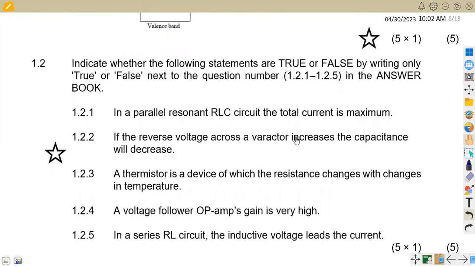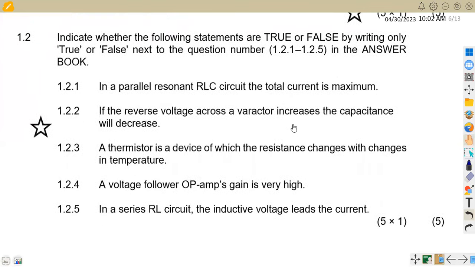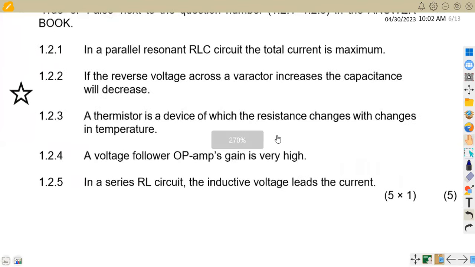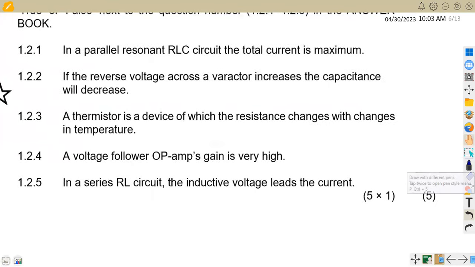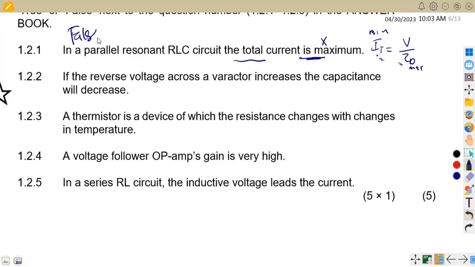All right. Indicate whether the following statements are true or false by writing only true or false. In a parallel resonant RLC circuit, the total current is maximum. This is false. Remember, our current is equivalent to the voltage over the dynamic impedance, which is giving us a maximum dynamic impedance. So the current is going to be minimum. It is inverse with this one. This one is big, which is max, so this is going to be minimum. All right, so this is wrong. It's supposed to be minimum, so this is actually false.